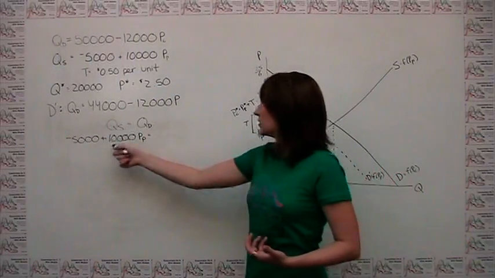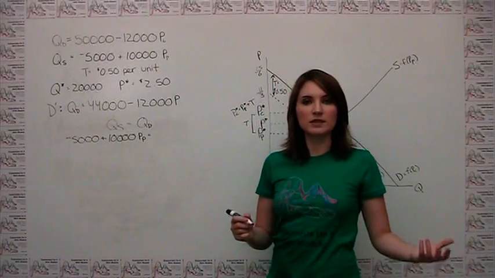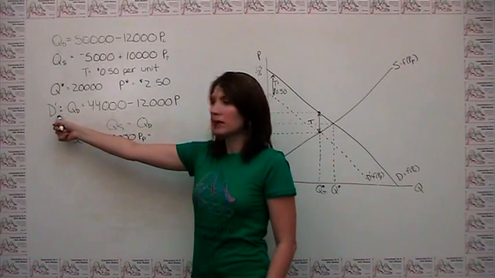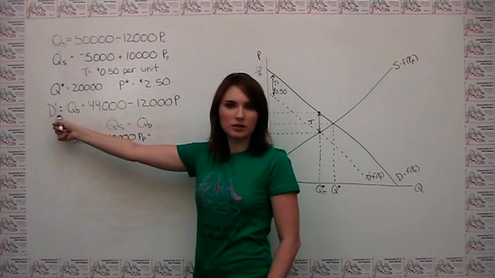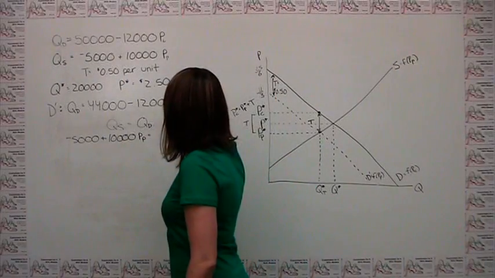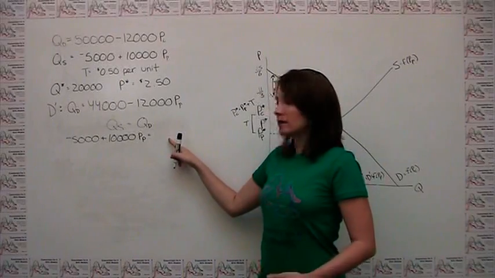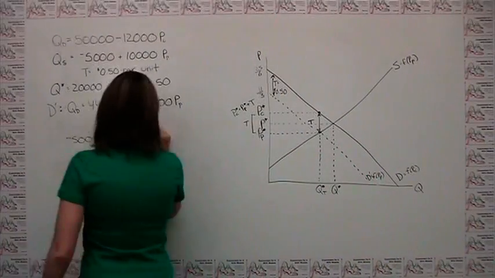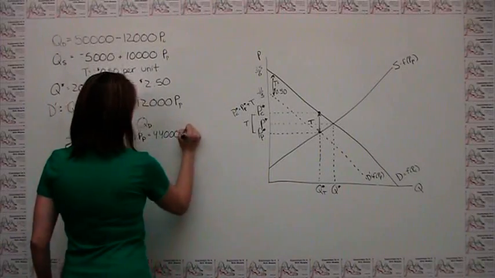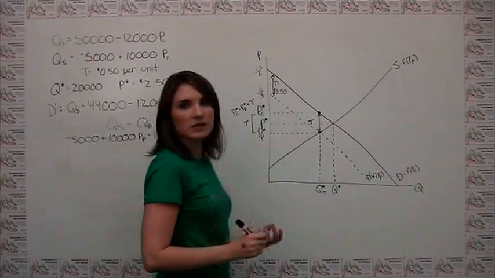Well, in order to be able to do this, we have to use quantity demanded as a function of the price that the producer gets to keep. But if you recall, that was the whole point of coming up with this shifted demand curve. That this demand curve is in fact a function of the price that the producer gets to keep. So we can just go ahead and plug that in here. So on this side, we can say that this has to equal 44,000 minus 12,000 times the price that the producer gets to keep.